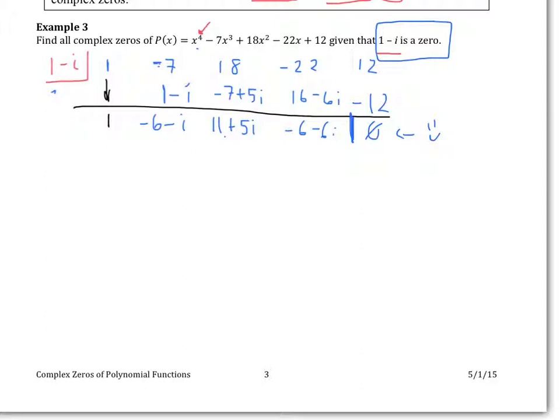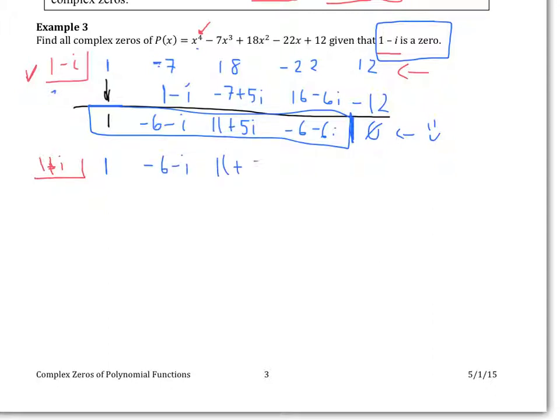And now here's where we use the idea that these zeros come in pairs. If one of my zeros is 1 minus i, that means the other zero is 1 plus i. And the beautiful thing about synthetic division is that I don't have to use the original coefficients anymore. It lowers the polynomial, so I can use these bottom numbers as my coefficients. So 1, minus 6 minus i, 11 plus 5i, minus 6 minus 6i.